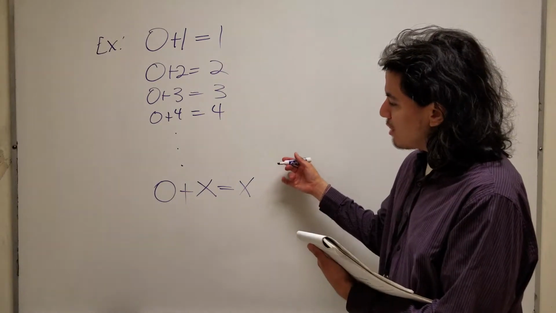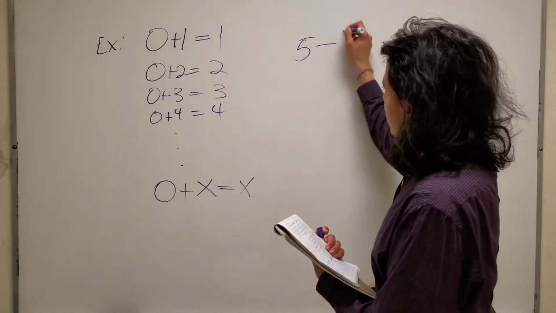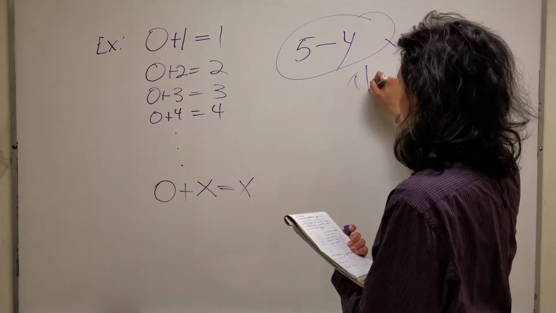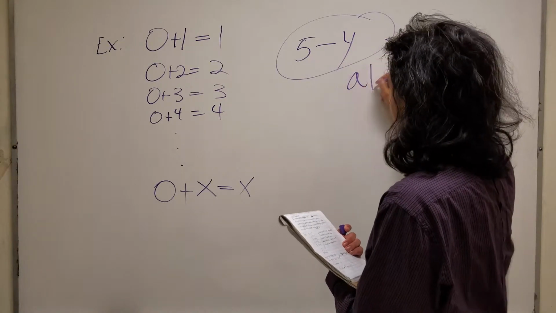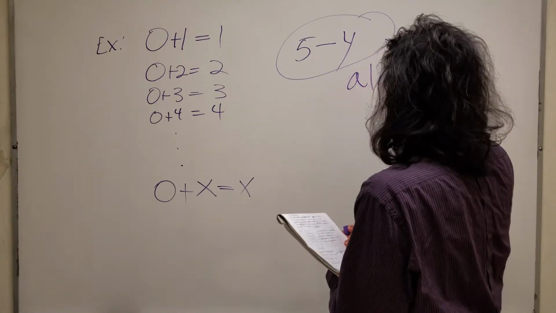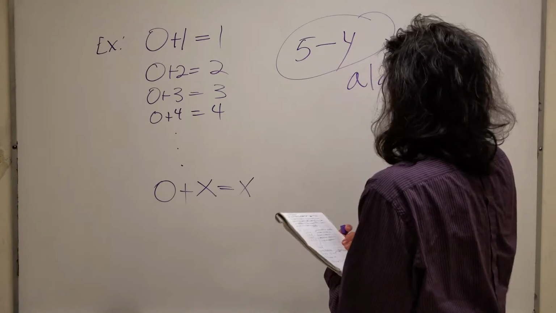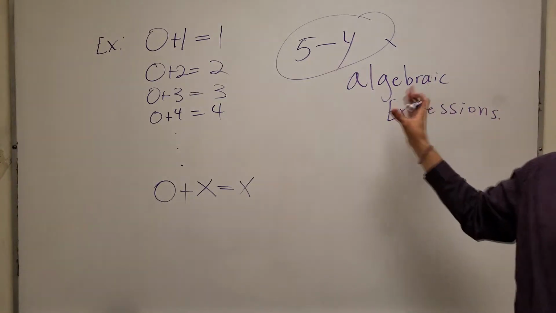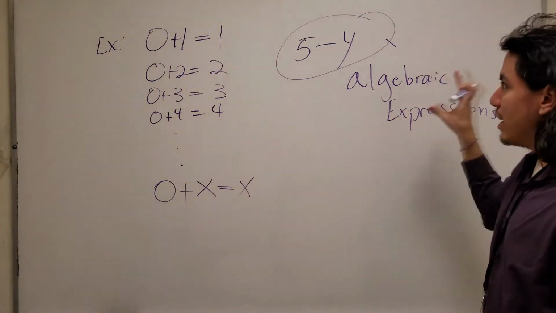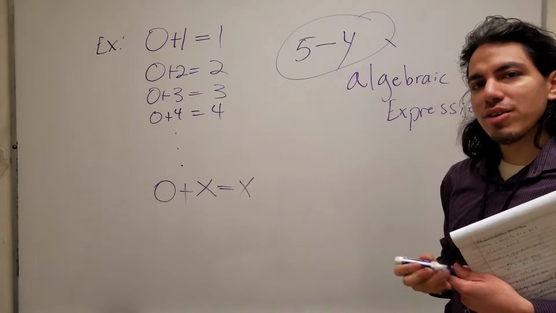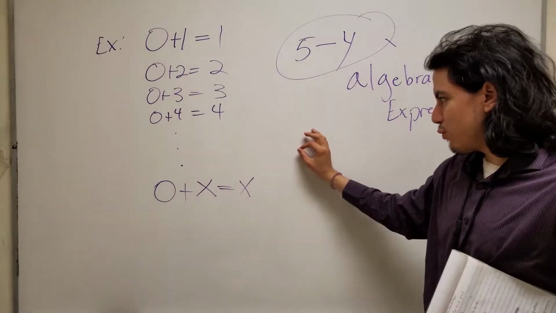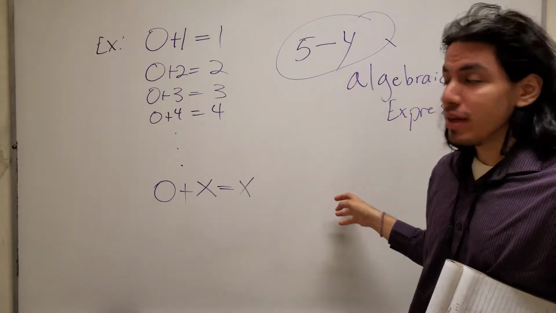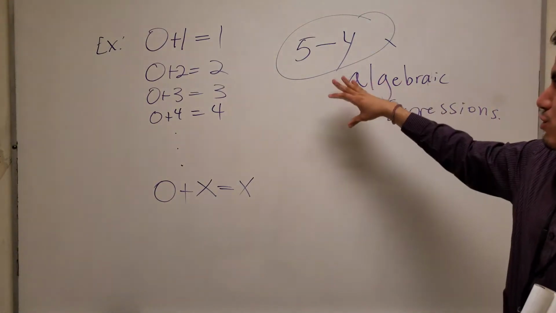When you have a combination, let's say, of a number and a letter, this is called an algebraic expression. This is saying that you're kind of making a thought. It's like you're writing a sentence, but you didn't finish the thought by putting a period on it. So think of this as just scribble.